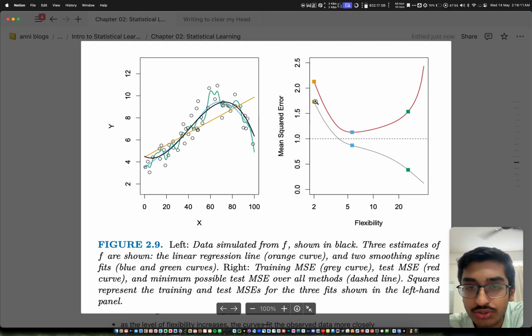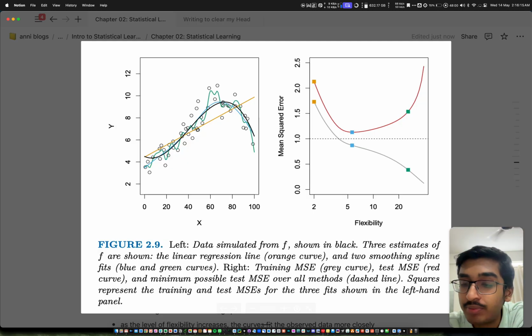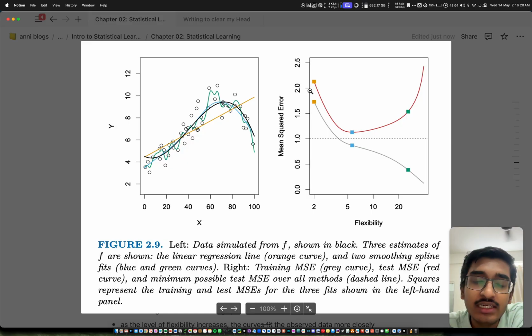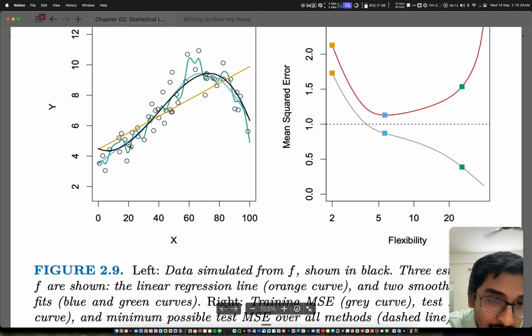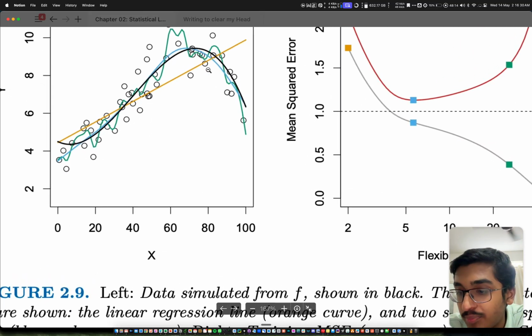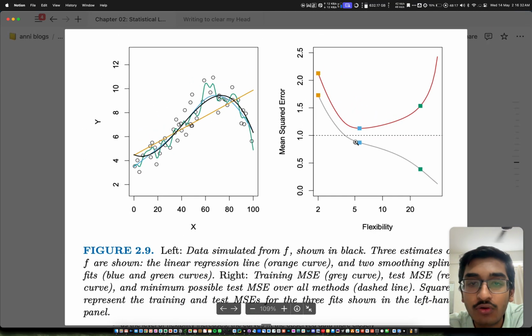Alright? So it's not surprising to see that the orange predictor, the linear regressor, has a very high mean square error. It makes sense. It doesn't fit the data well, does it? Then the blue curve sort of fits the data really well, because it's literally almost indistinguishable from the black curve. So it has a very low mean square error, like let's say 1.